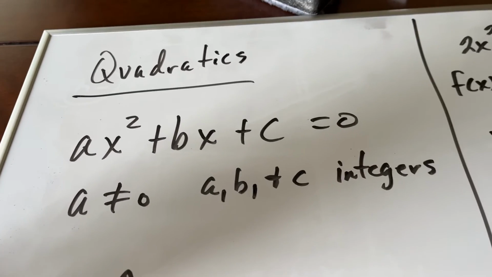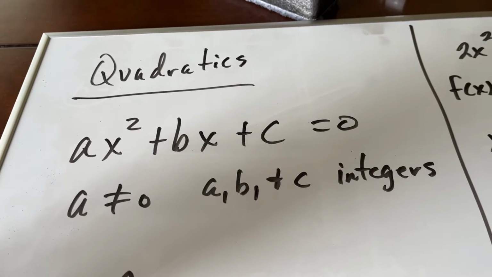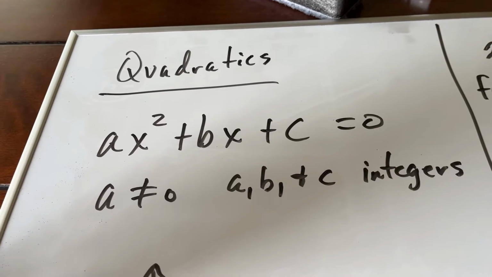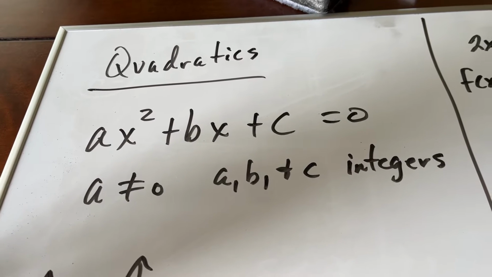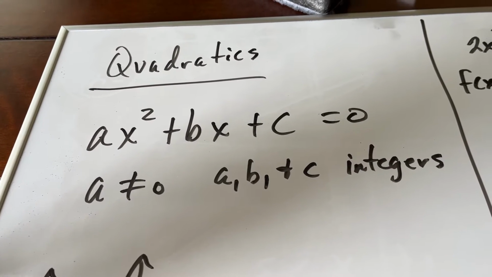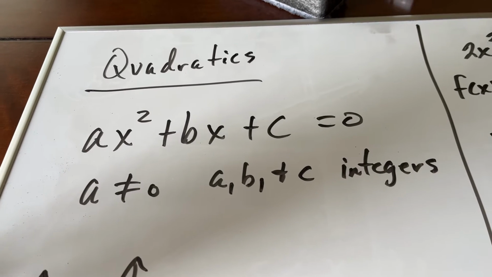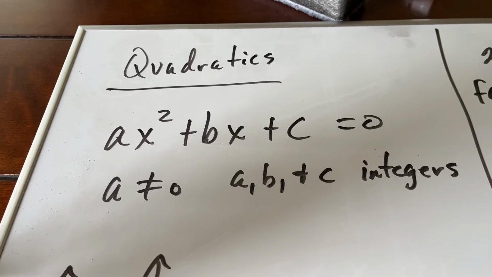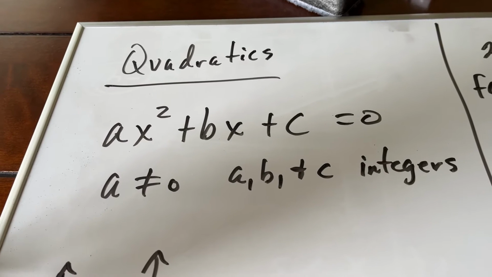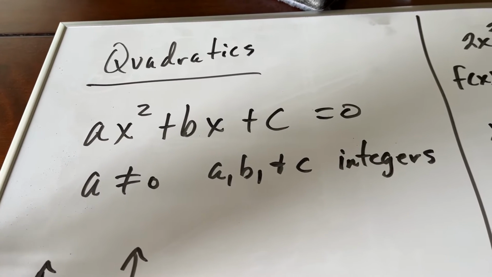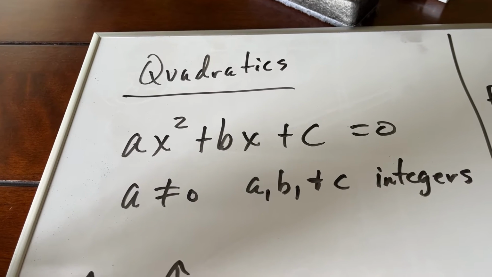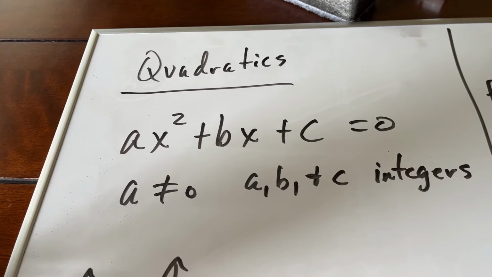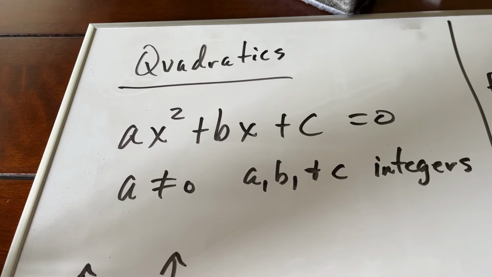Just like you can write the equation of a line in different formats, you've got standard form, slope-intercept form, and point-slope form for a line. Well, you have different ways you can write quadratics also. In this video, I am only going to talk about standard form for a quadratic, which looks like that.